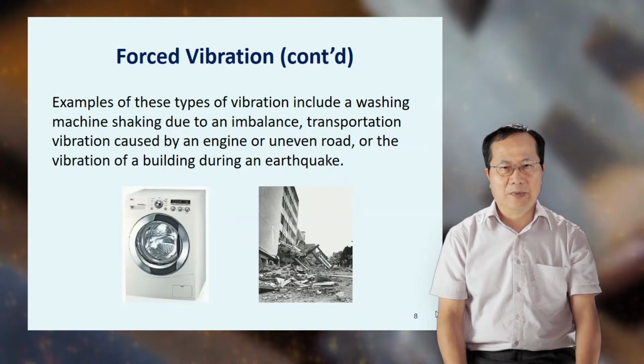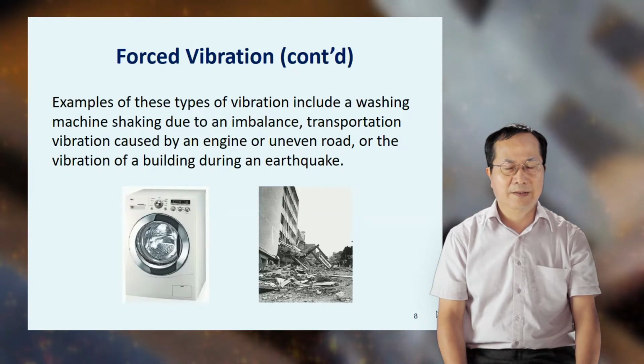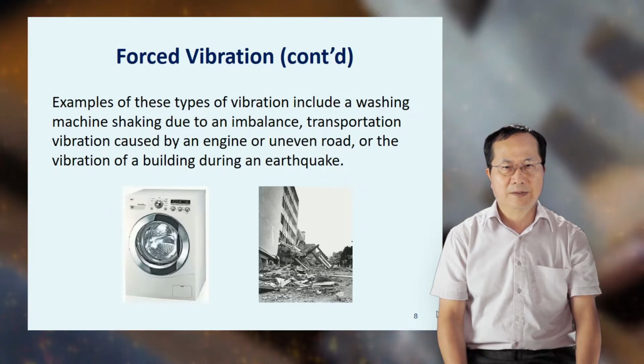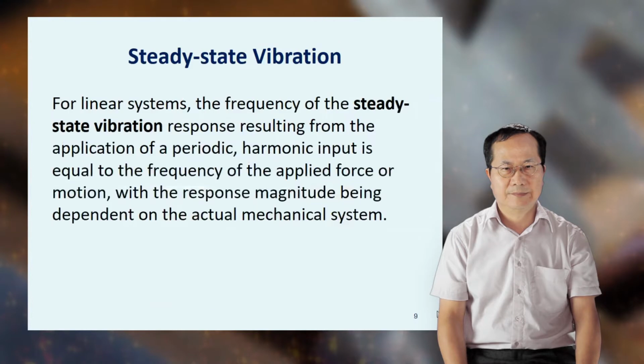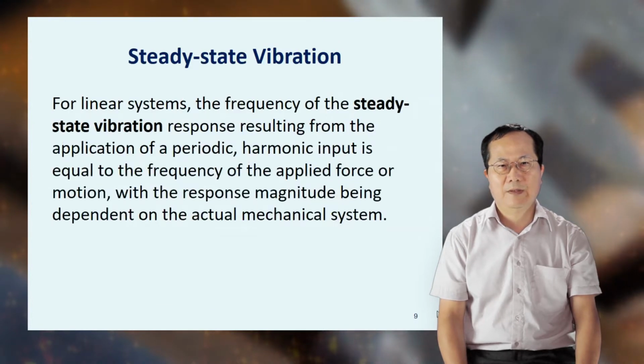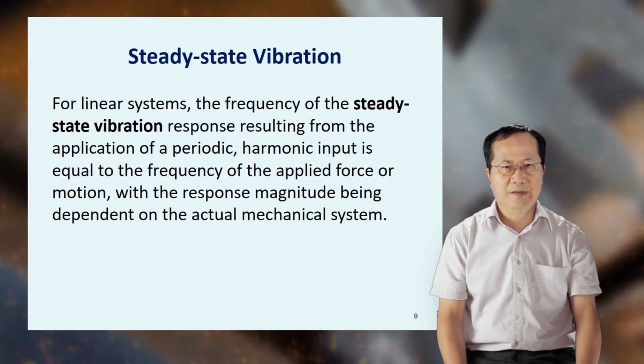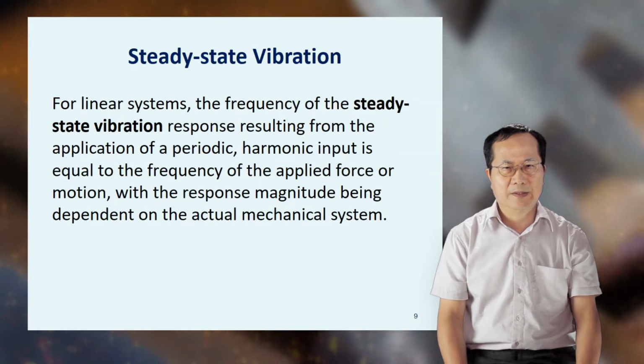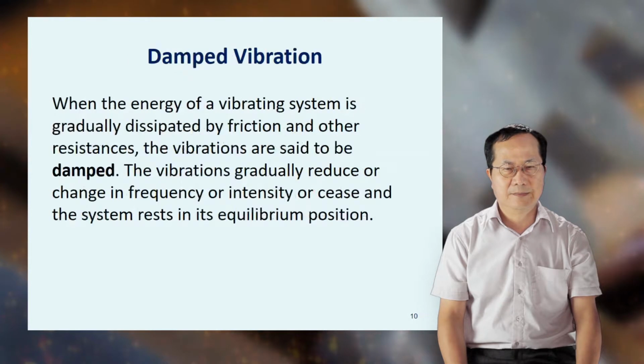Examples of these types of vibration include a washing machine shaking due to an imbalance, transportation vibration caused by an engine or uneven loads, or the vibration of a building during an earthquake. For a linear system, the frequency of the steady vibration response resulting from the application of a periodic harmonic input is equal to the frequency of the applied force or motion, with the response magnitude being dependent on the actual mechanical system.